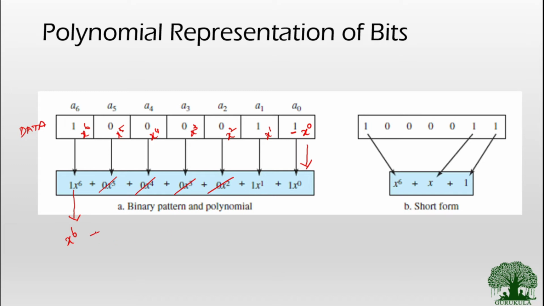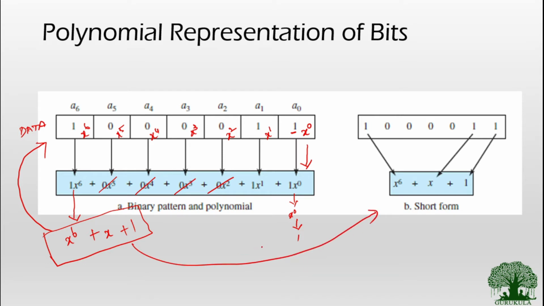So this can be written as x to the power of 1, and again I can write 1 into x to the power of 0, which gives x to the power of 0. Anything to the power of 0 is 1, so I can write that as 1. So now this is the polynomial representation of the binary data which is represented over here. That is what is represented in this particular short form also. This is how binary bits will be represented in polynomial representation.